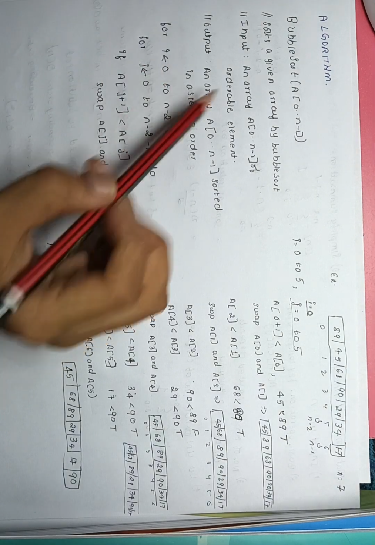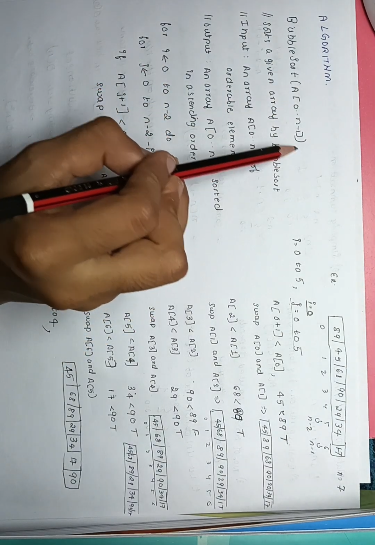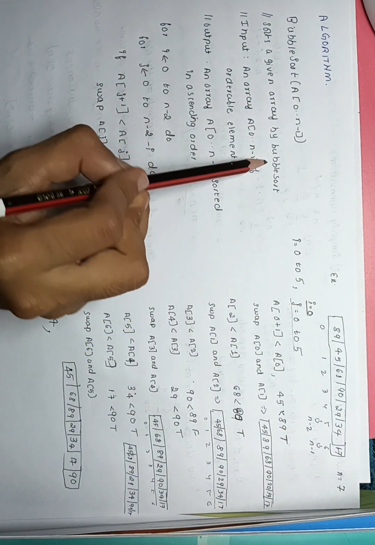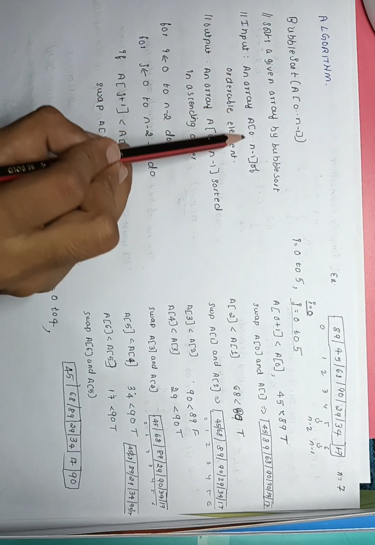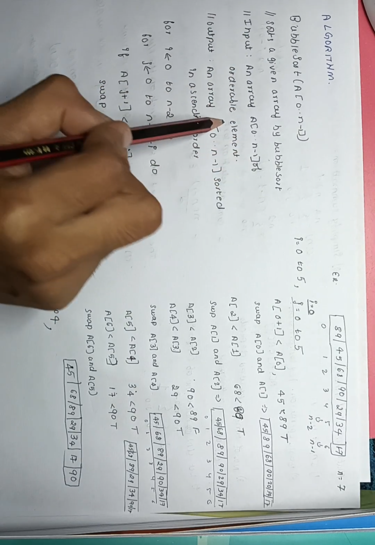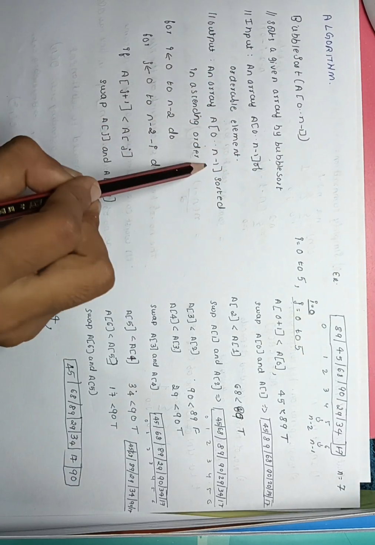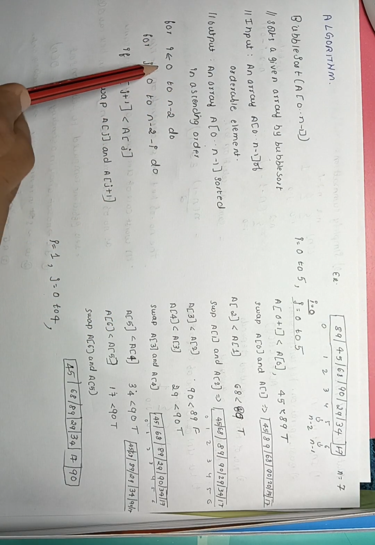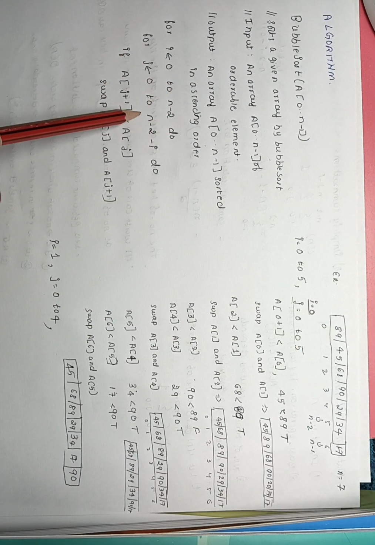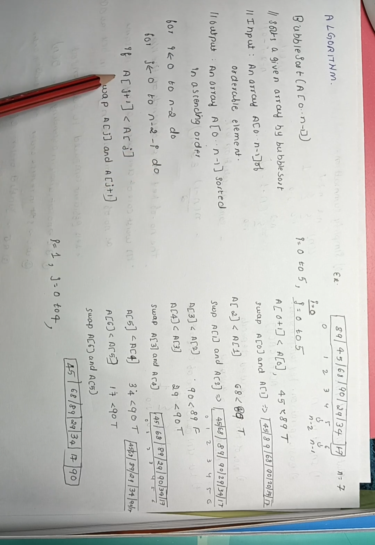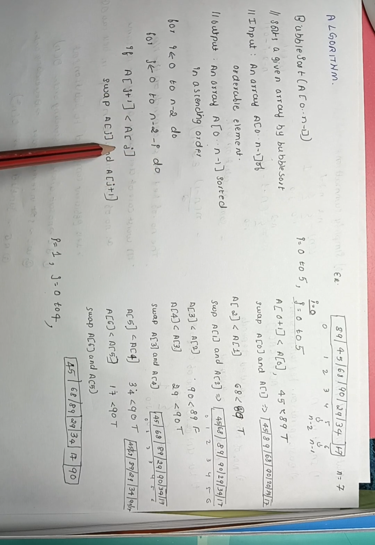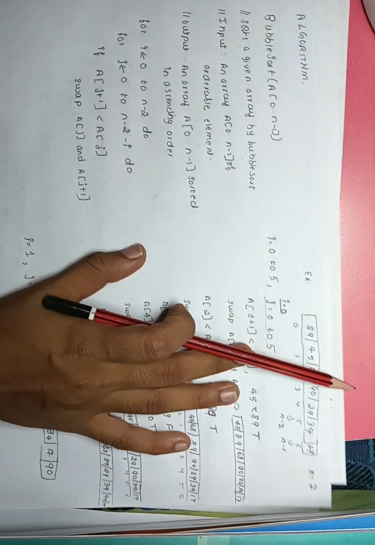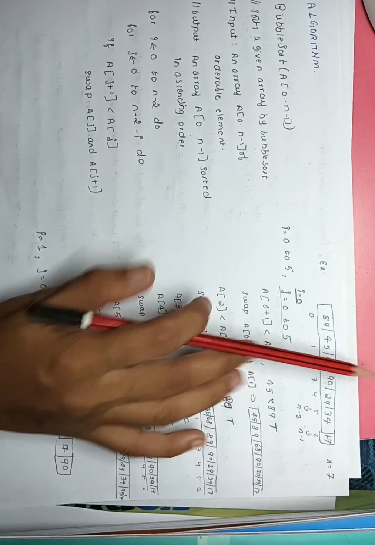Let's see the algorithm of bubble sort. A[0 to n minus 1]: sort a given array by bubble sort. Input is an array A[0 to n minus 1] of orderable elements. Output is an array A[0 to n minus 1] sorted in ascending order. For i from 0 to n minus 2 do, for j from 0 to n minus 2 minus i do, if A[j plus 1] is less than A[j], swap A[j] and A[j plus 1]. Okay, let's see this algorithm with an example.